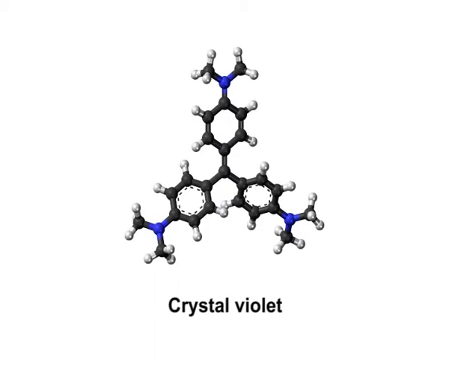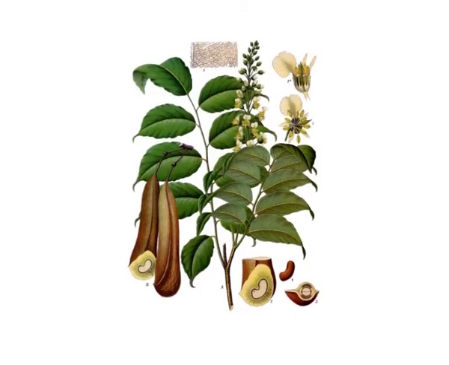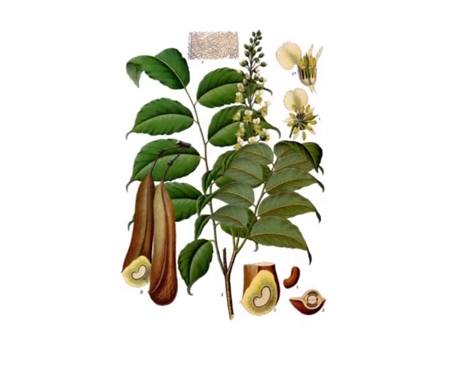Next is crystal violet, a tertiary methane dye. It has antibacterial, antifungal and anthelmintic properties and was formerly important as a topical antiseptic. Then balsam of Peru has antifungal properties.